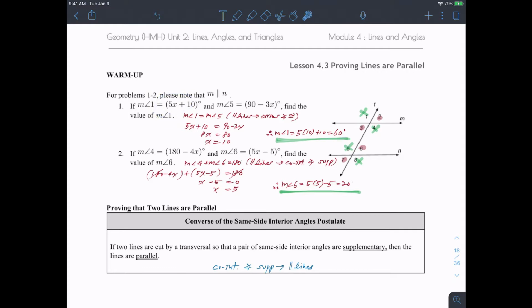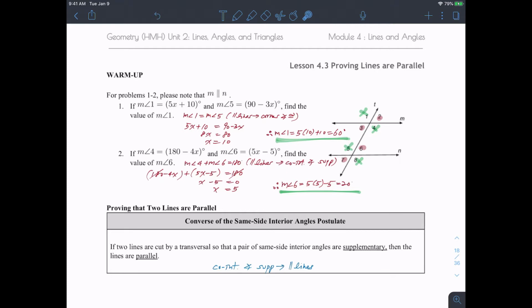For similar reason, 4 and 6 are co-interior angles or same side interior angles, and they are supplementary, right? You could either say it or you could just use the name that was given to you by the book. Me personally, I tend to just write it out as opposed to the name, because different textbooks use different names, so I just prefer to do it this way. Anyways, in our textbook, I believe it's called same side interior angle theorem.